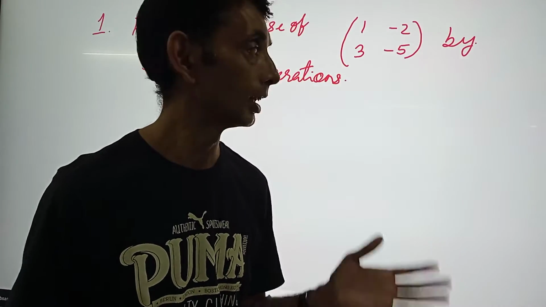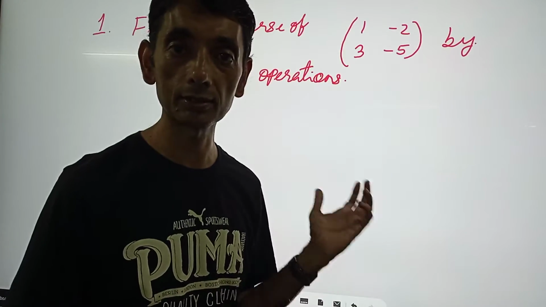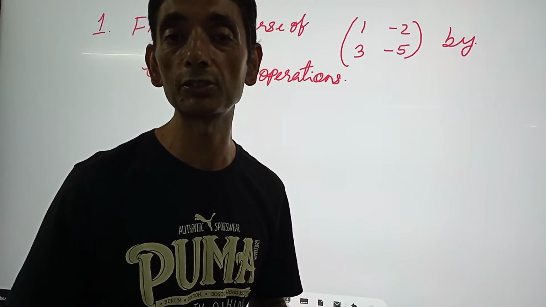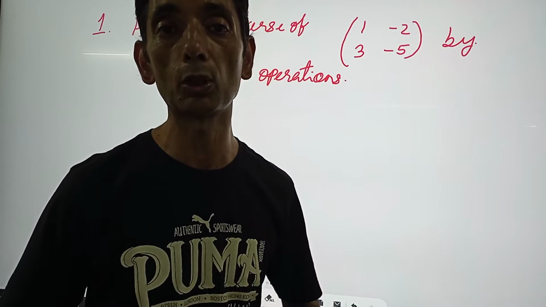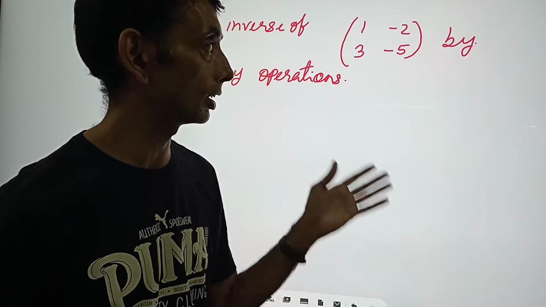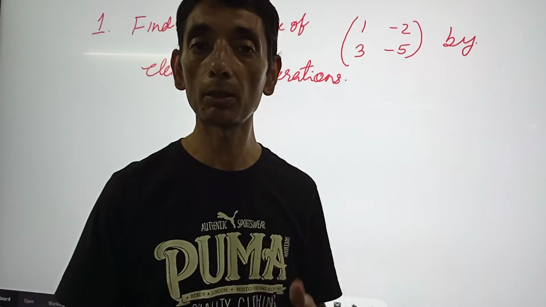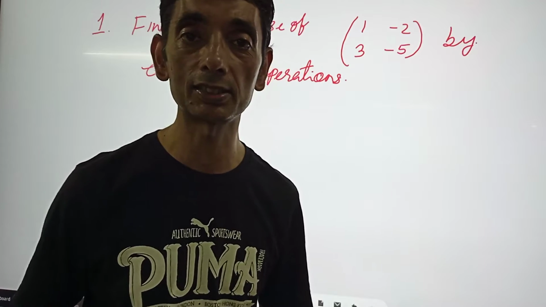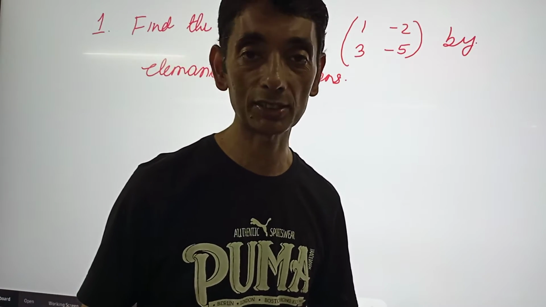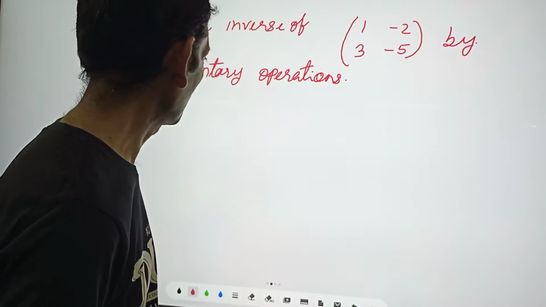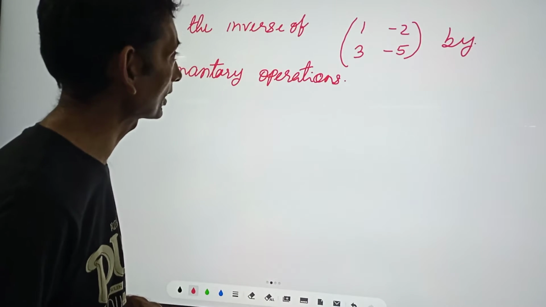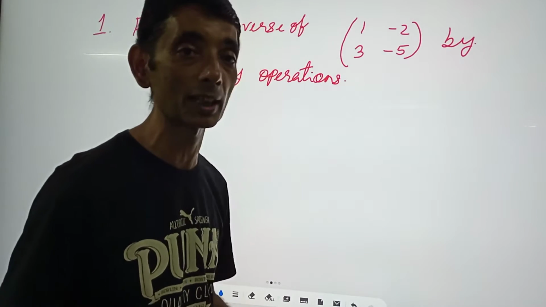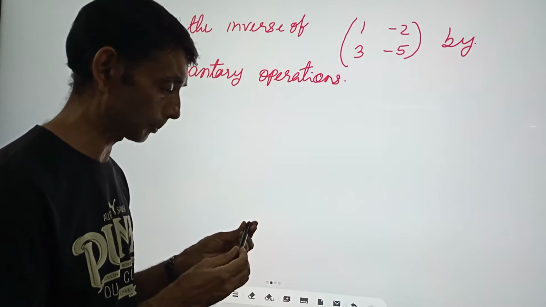And we know that if we start with row operations, throughout the steps we have to follow only row operations. So one question we'll solve by row operations, and the other question by column transformations. Okay, let's start. This is a very simple question: find the inverse of 1 minus 2 3 minus 5 by elementary operations.